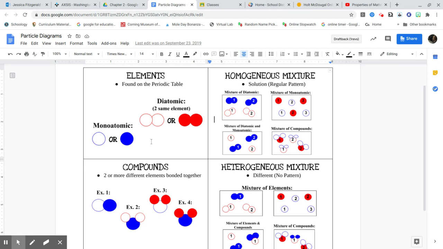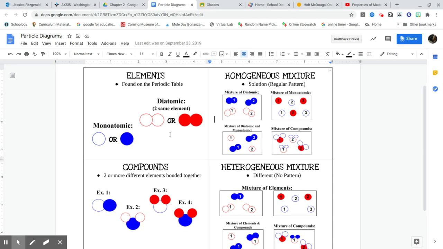So if we look at the particle diagram of a monoatomic element, it's a single circle. And this one is a single blue, it could be a single red, or a different monoatomic element would be shaded in blue. Okay, so let's just say this one is iron and this one's representing silver.